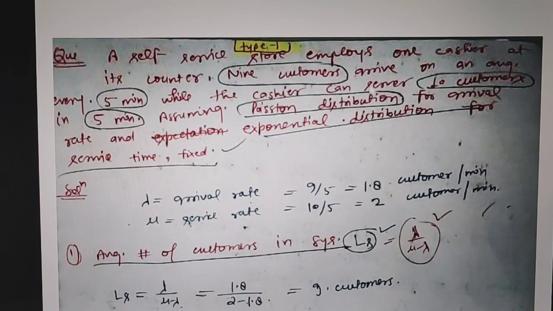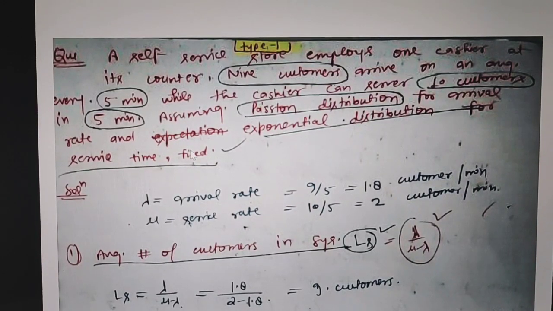and 9 customers arrive on an average every 5 minutes. The cashier can serve only 10 customers in 5 minutes. Assuming Poisson distribution for arrival rate and exponential distribution for service time, we have to apply this and find the average length of queue and the time required to serve customers in the queue, that is Ls, Lq, Ws and Wq.